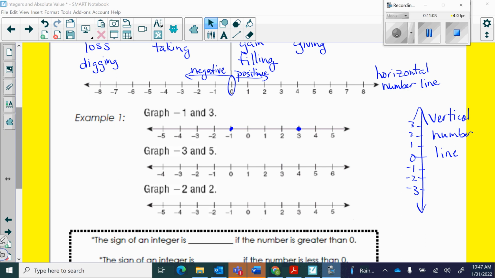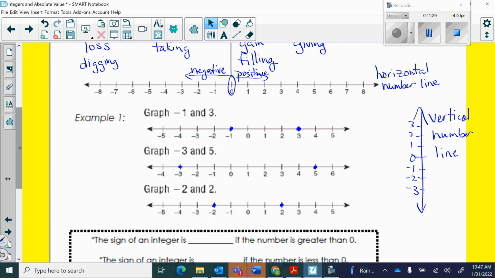Okay, this one should have been easy, I'm hoping. -3, should have put your dot right here. 5, it should go right here. -2, dot should go right here. 2, dot should go right there. Again, make sure it's right on the line. Don't go above it. Questions on how you plot a point? That's technically what we just did.